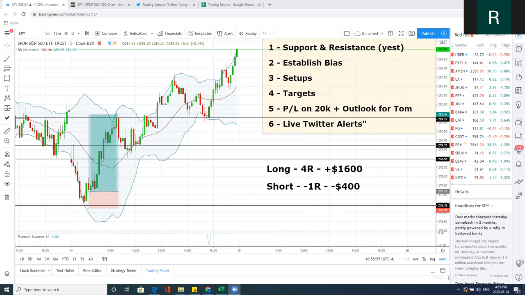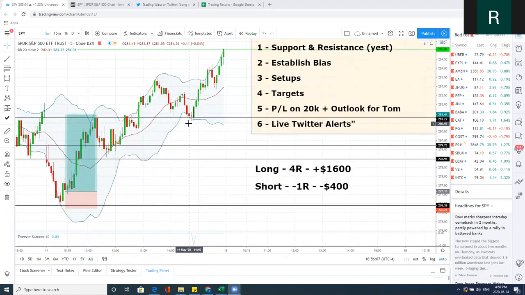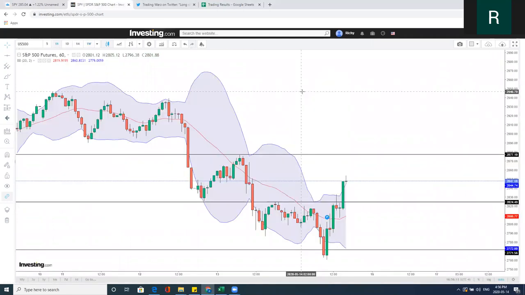All right, guys. So first thing, we're going to be looking at support and resistance from yesterday. So I have yesterday's low, high, and close drawn up. And then we're going to be looking at establishing a bias. So let's move to the futures chart. Let's go on the hourly and let's see where we were coming into the open.